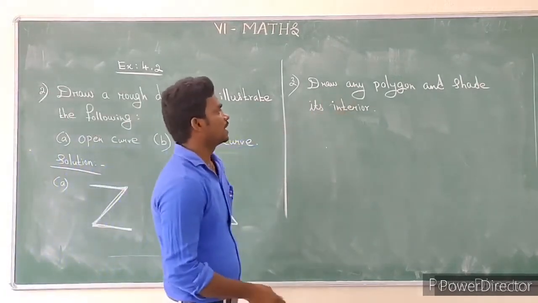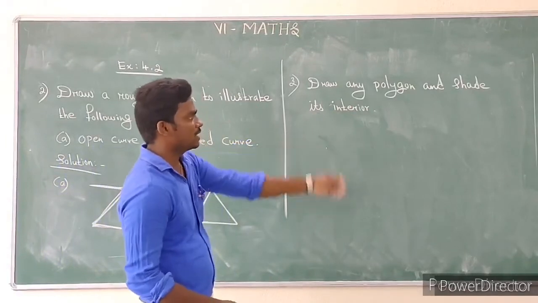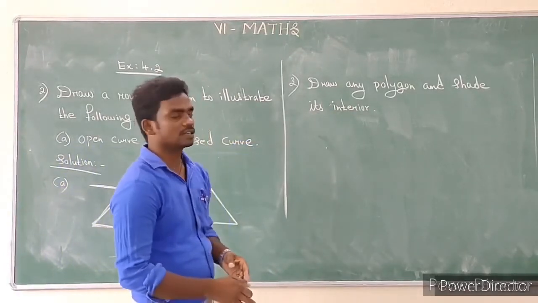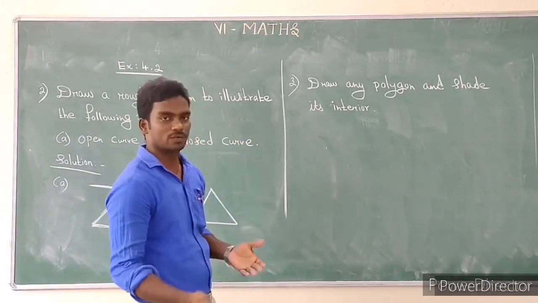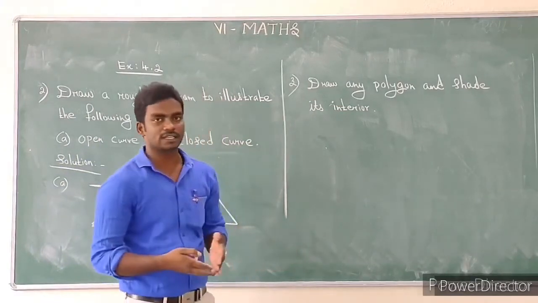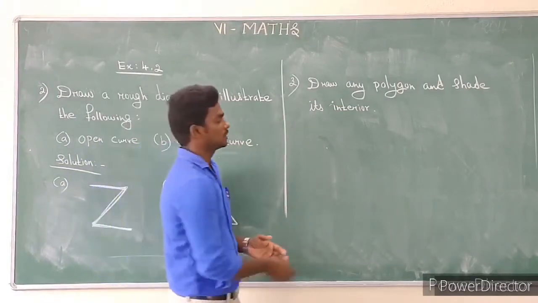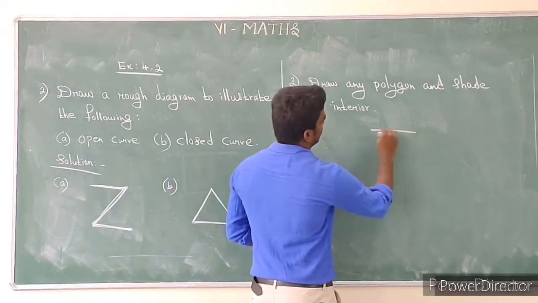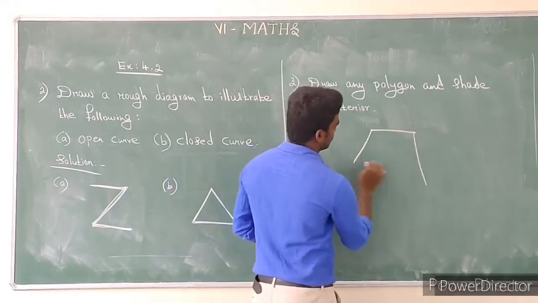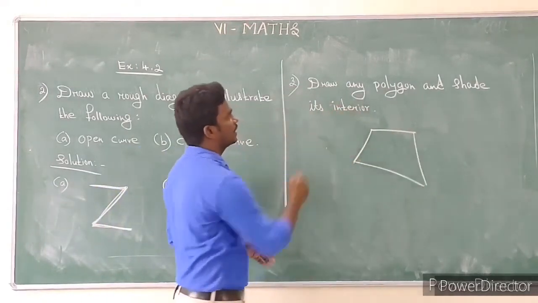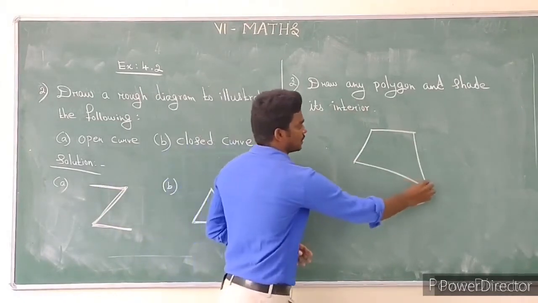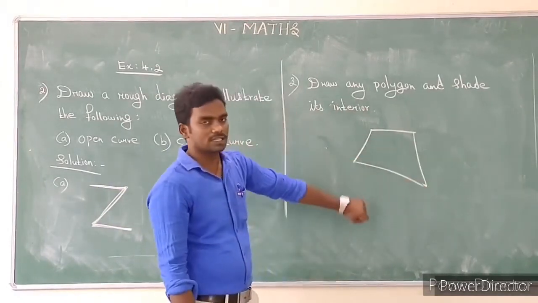What is the next question? Draw any polygon and mark its interior. Drawing any polygon and marking its interior means you can draw the polygon in your own way. You can draw a square, rectangle, triangle, pentagon, hexagon, any one. So here we can draw a quadrilateral. So this is a quadrilateral. Is this a polygon or not?